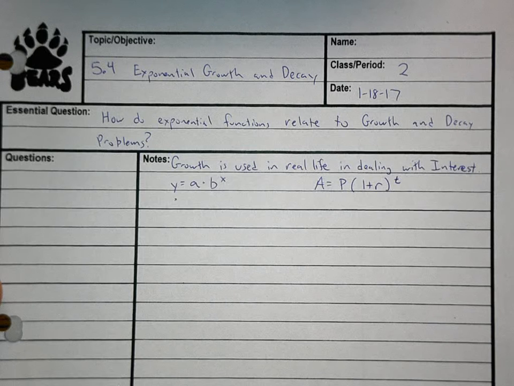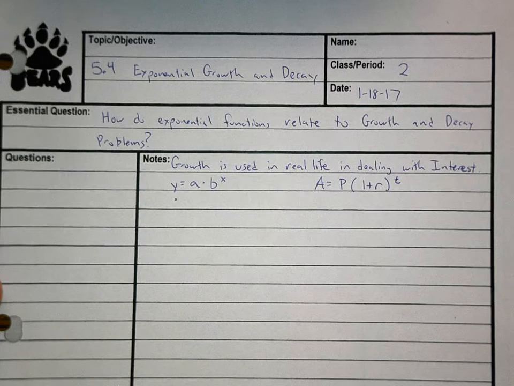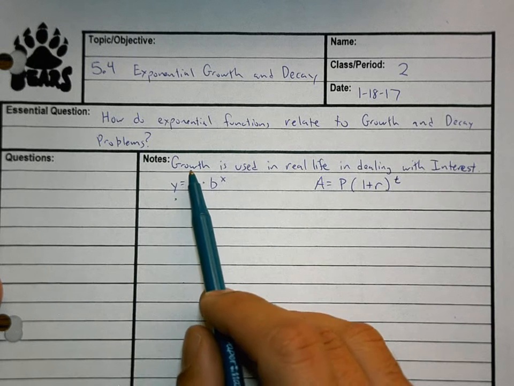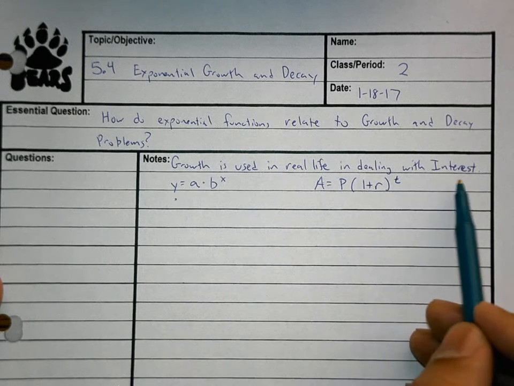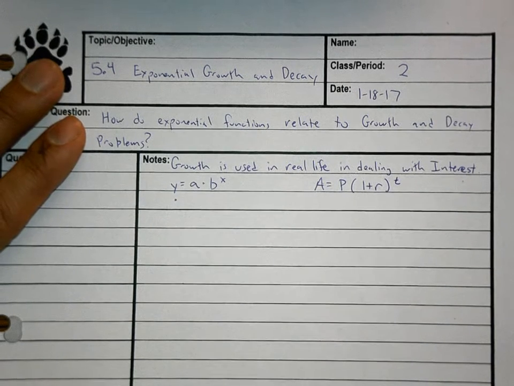If you ever plan on buying a car someday, most likely you're going to deal with this. If you ever plan on trying to make an investment, you will deal with this type of math. This math is used in real life. If you ever buy a stock or invest or do something with insurance that promises you a certain rate of return, this is the formula that they use to figure that kind of stuff out. Growth is used in real life in dealing with interest. I want you to know that this is where it's used in real life, okay?